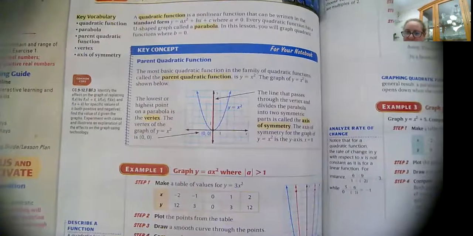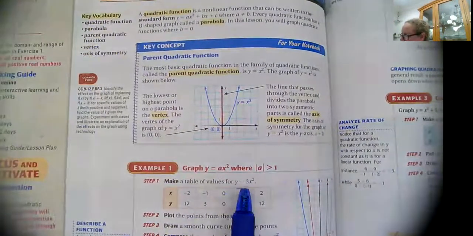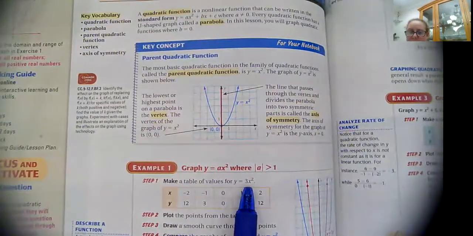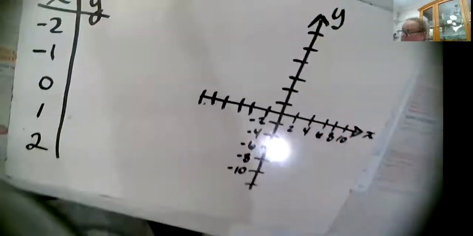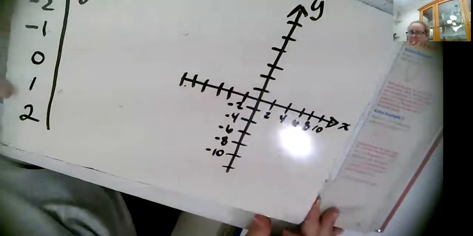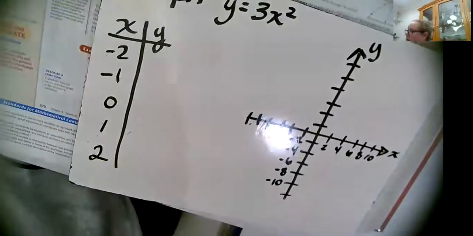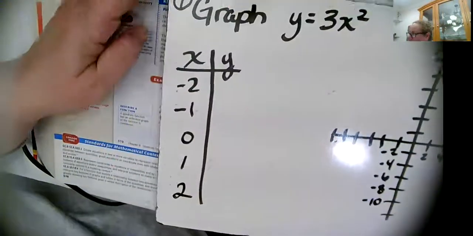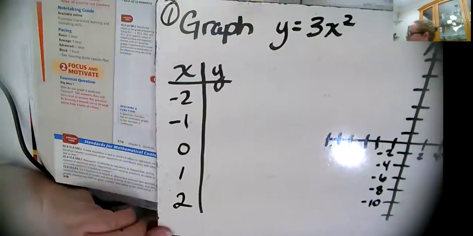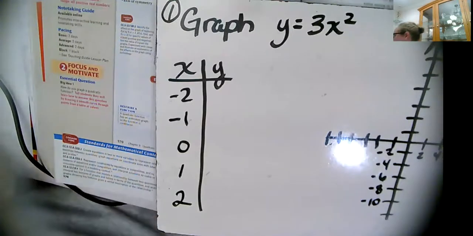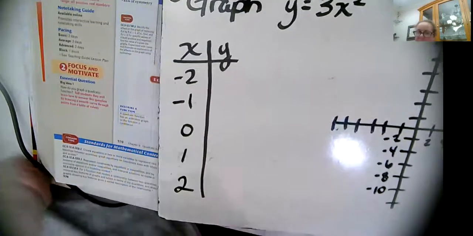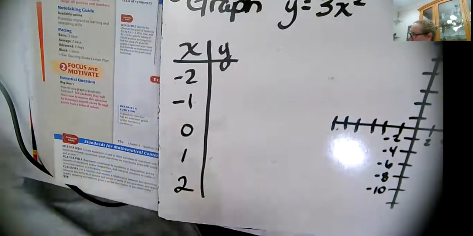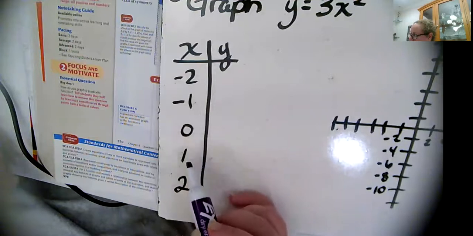So example 1 wants us to graph y equals 3x squared. I have it on my whiteboard, I already have it ready. So we're going to graph y equals 3x squared. I already made my table, picking the standard numbers like usual, -2, -1, 0, 1, 2.